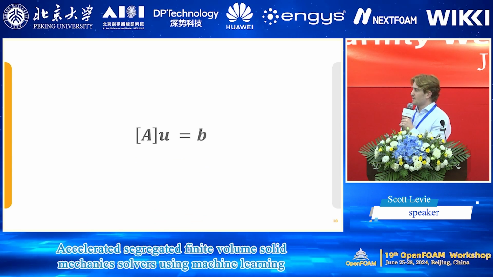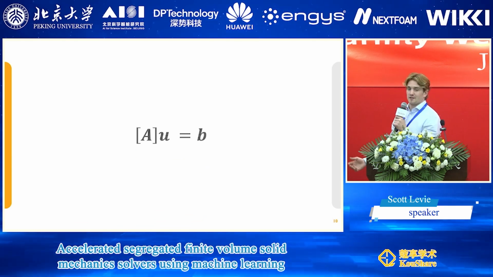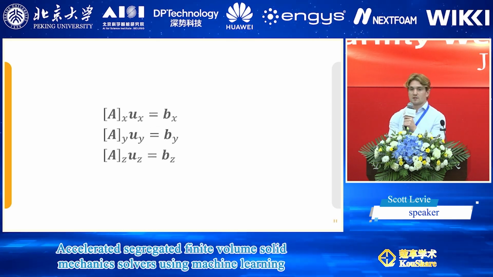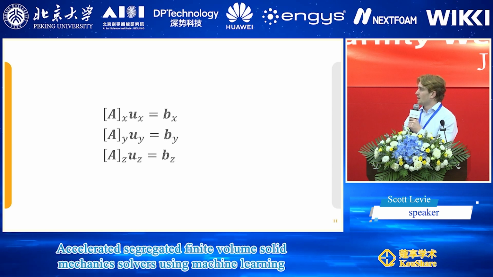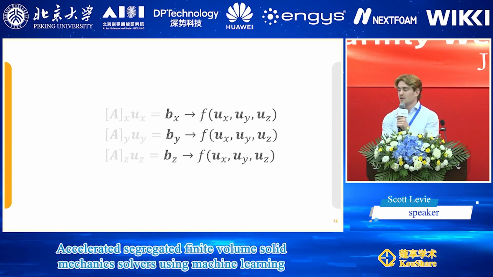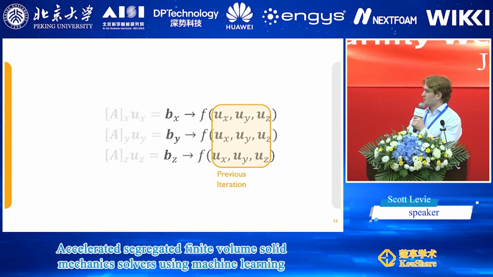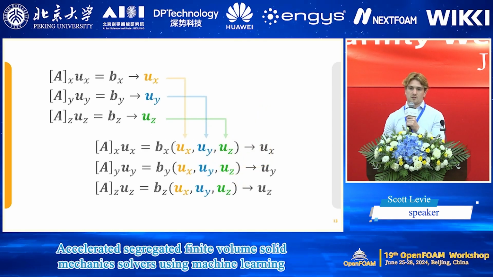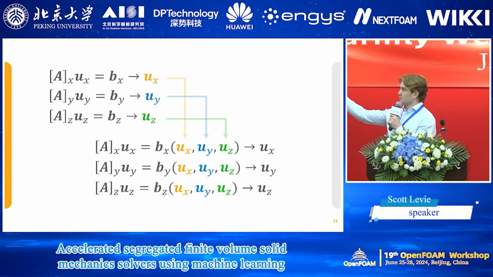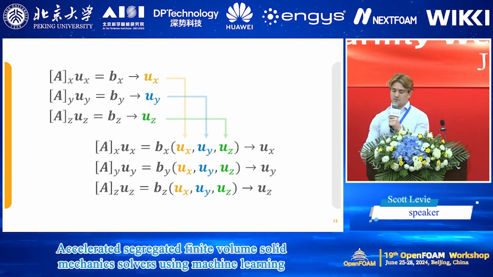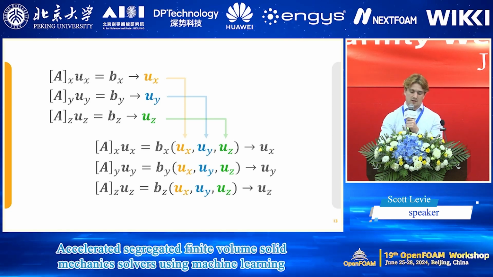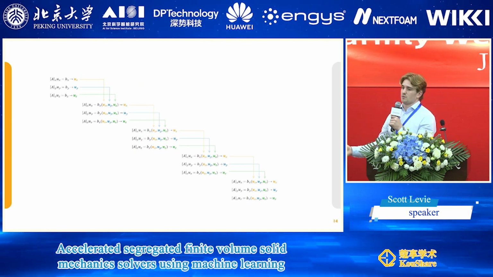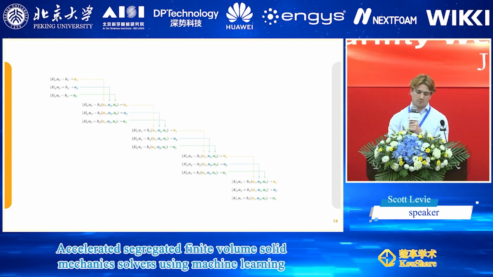So this equation is solved using a linear system as shown. In a segregated solver, this linear system is solved separately for each direction. Each source term is a function of the displacement solutions from the previous iteration. Once this is solved, it produces a new displacement field shown by ux, uy, uz, and this is used to form the new source term in the next iteration, and so on, until we reach convergence, which is where the residual is below a certain value.